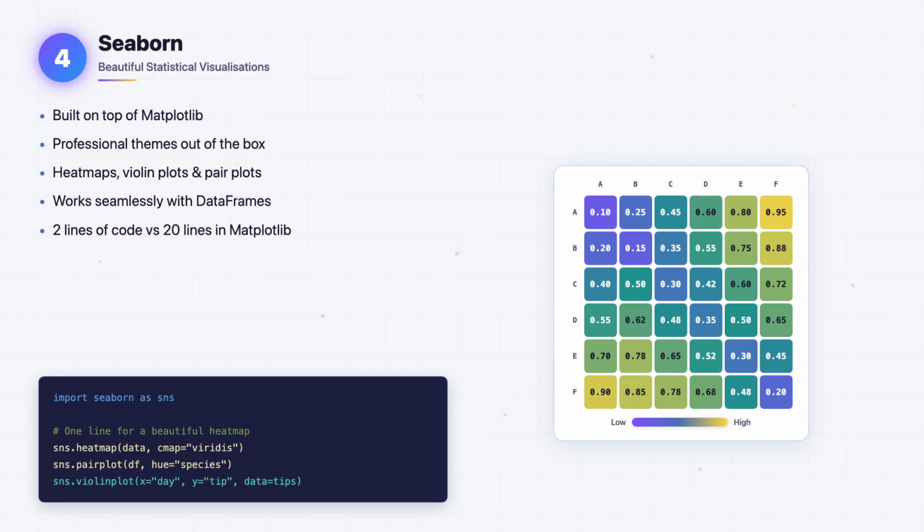One of Seaborn's biggest advantages is that it works seamlessly with Pandas data frames. You pass in your data frame, tell it which columns to plot, and Seaborn does the rest. What would take 20 lines of Matplotlib code can often be done in just 2 lines with Seaborn. Import Seaborn as sns, call sns.heatmap or sns.pairplot, and you get a publication quality chart instantly.